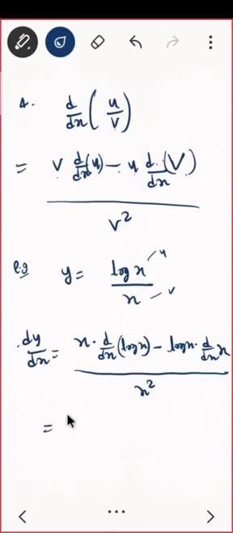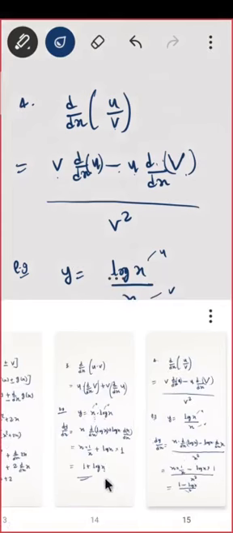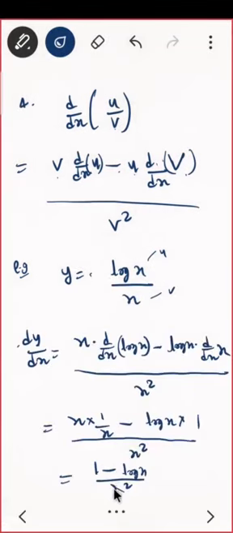So what is that? This is x. What is derivative of log x? That is 1 upon x minus log x as it is, and derivative of x is 1 and upon x square. So what is final answer? X get cancelled. It is 1 minus log x upon x square. This is your final answer. This is how you should do.